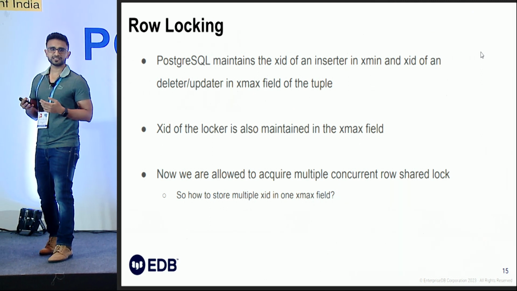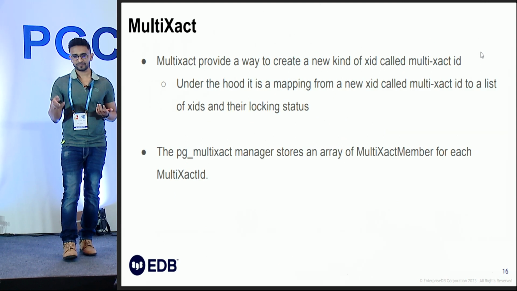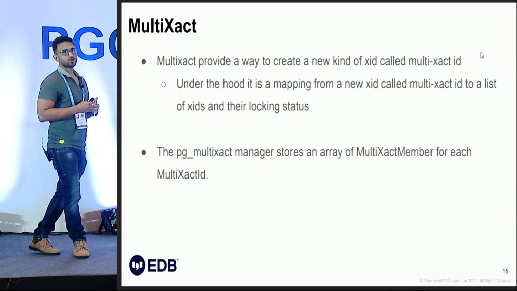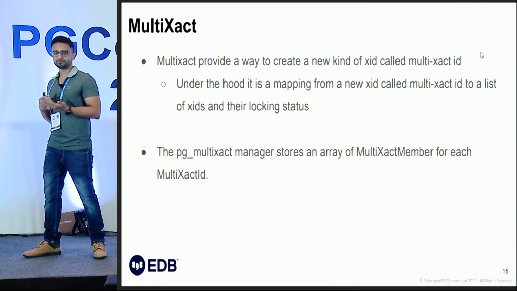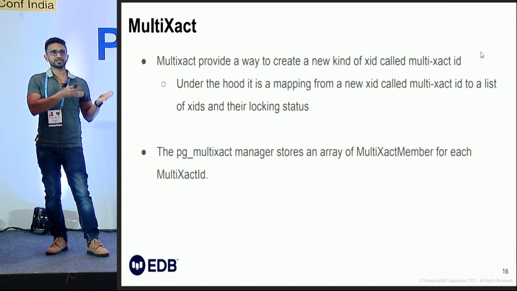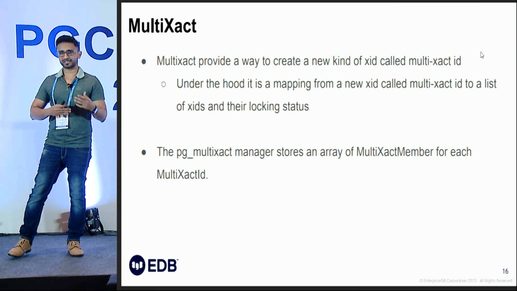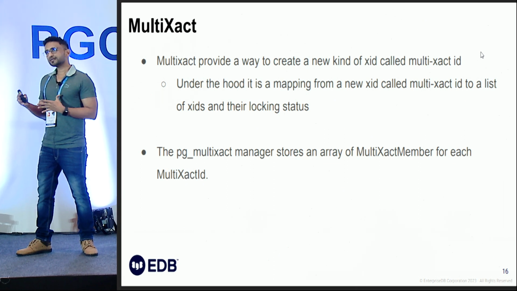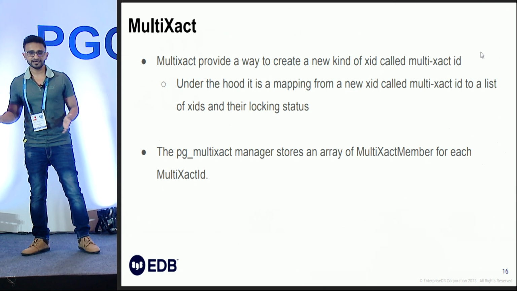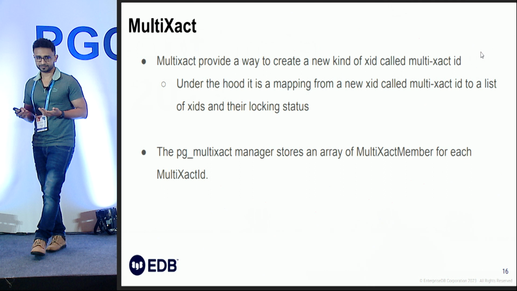But once we have multiple transaction IDs, how do we store them? For that, we have the concept of MultiXact. MultiXact provides a way of creating a new kind of XID, which we call a MultiXact ID, which is a representation that you can directly store into the tuple and treat as an XID field, although we have a flag to identify that this xmax is a MultiXact ID. Under the hood, it is a mapping from that MultiXact ID to a number of XIDs and their status, like in what mode they have taken the locks.